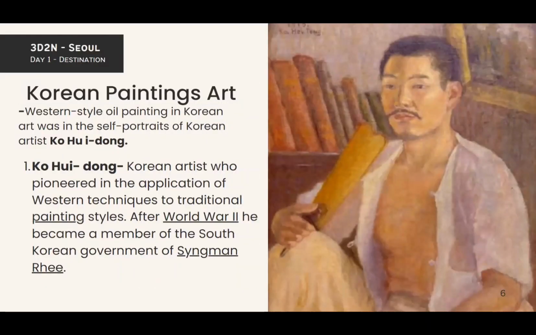Korean painting and arts, or Korean paintings. Western-style oil painting in Korean art began with the self-portraits of Korean artist Ko Hui-dong. We can see Ko Hui-dong, and another fact about him is that he is regarded as Korea's first Western-style painter. Ko Hui-dong was a Korean artist who pioneered the application of Western technique to the traditional painting style. After World War II, he became a member of the South Korean government of Syngman Rhee.